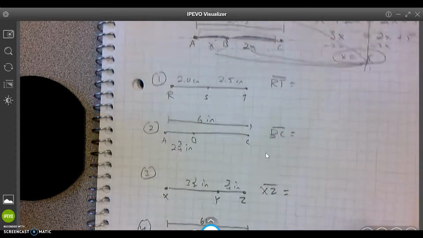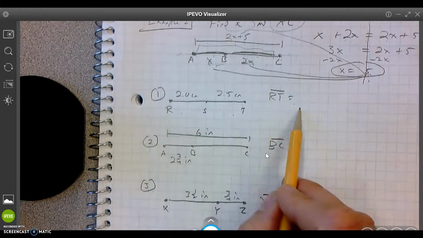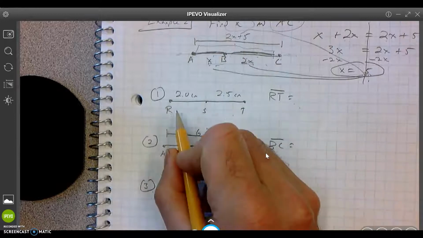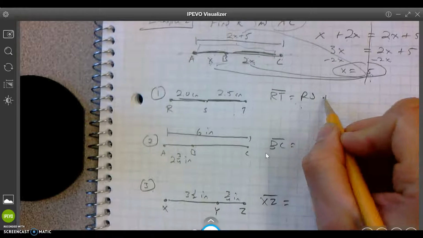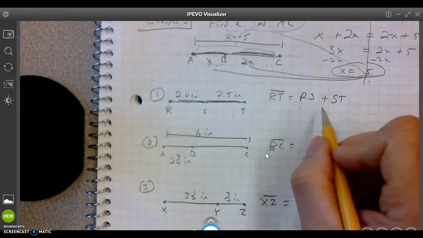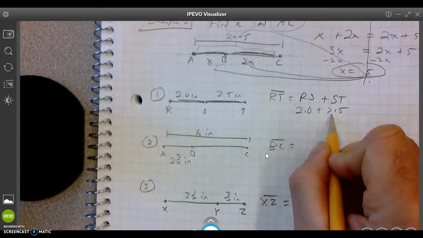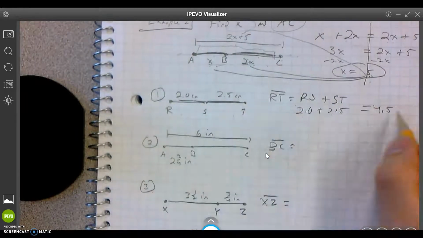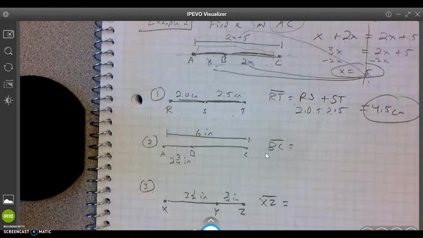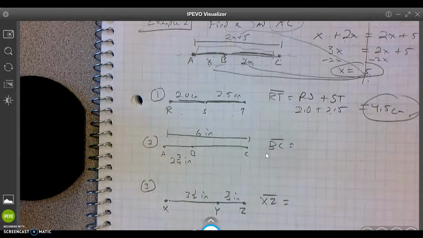Okay, first one, RT. What's RT? Pause the video and see if you can get RT. What'd you get? Oh yeah, it's RS plus ST. So that's going to be 2.0 plus 2.5. 2 pizzas plus 2.5 pizzas equals 4.5. Don't forget the units. That would be centimeters. Boom. Cool. So we put a check if you got it. Nice job. If not, fix it.